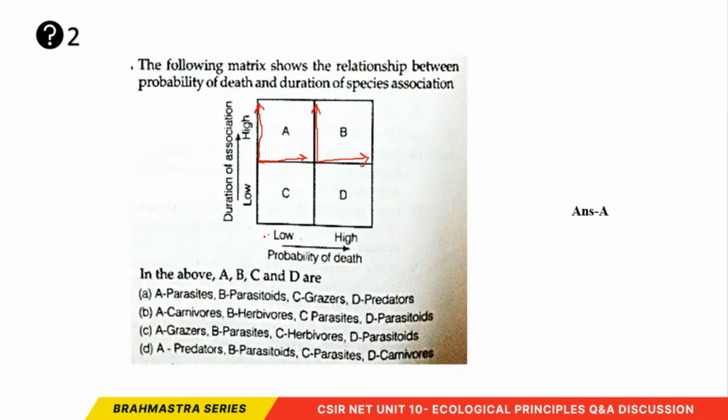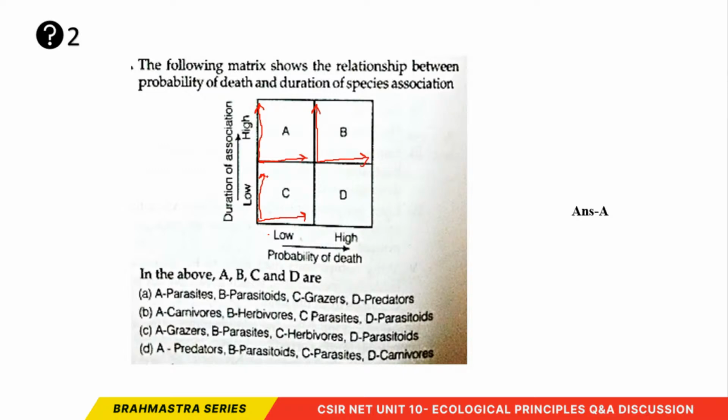Grazers. Grazers are like cows, okay, they eat the grass, but they don't uproot the grass. This is very important, okay. So if you're not uprooting the grass, you're just eating the fresh buds and the fresh leaves, then obviously you're not killing the plant. The plant will again regrow its leaves, but the plant is not dead. So the probability of death is very low, okay, and the duration of association is also very low because these grazers, they just don't focus on one particular plant. Rather, they move from one plant to another plant.